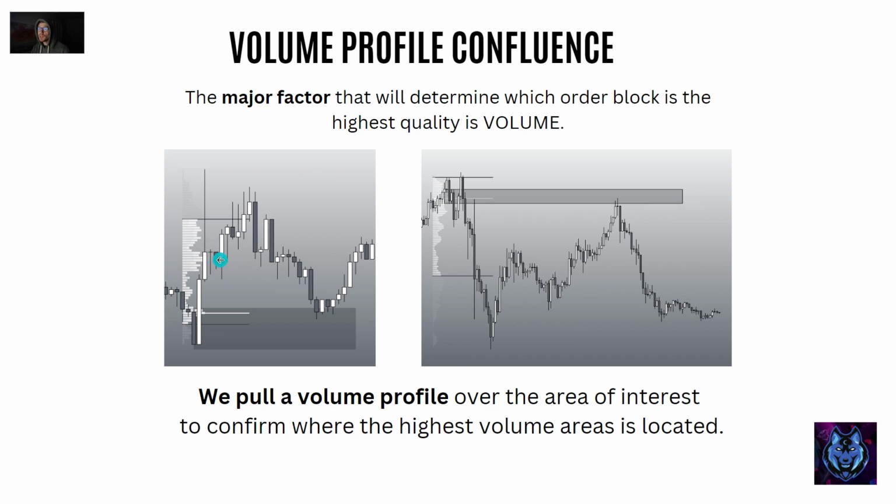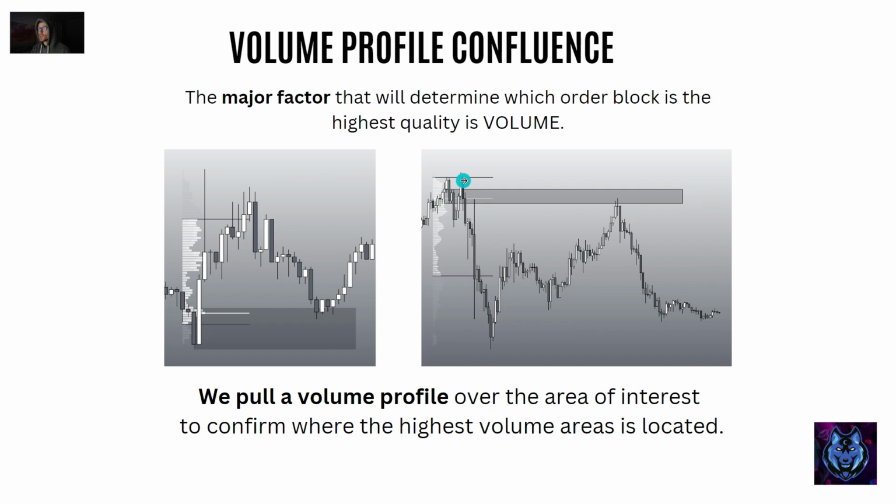So over here, I pulled the volume profile and you can see that the highest volume area, the POC, is exactly in this demand zone. So it acts as a confirmation that there is volume here. So when price taps into this block, there are a lot of orders waiting to be triggered.